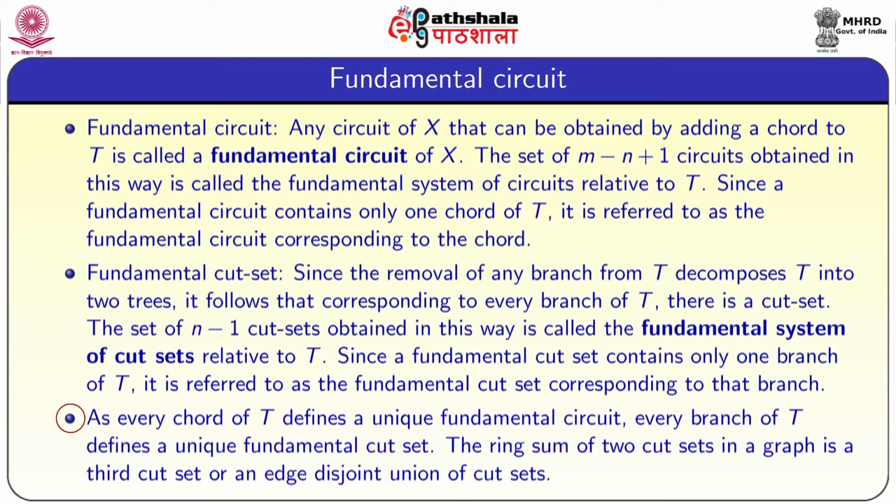Every chord of T defines a unique fundamental circuit and every branch of T defines a unique fundamental cut set. The ring sum of two cut sets in a graph is a third cut set or an edge disjoint union of cut sets.